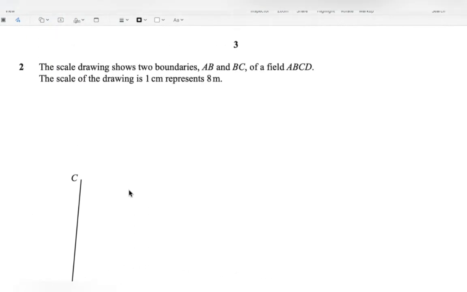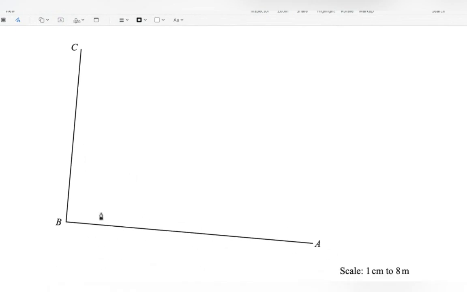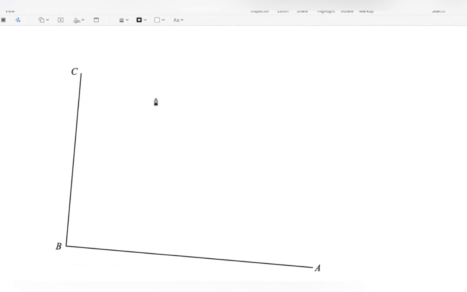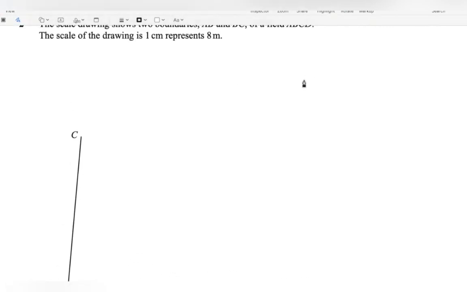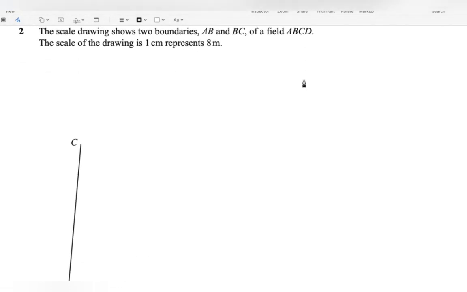The scale drawing shows two boundaries, AB and BC. So we have line AB here, and we have line BC here. AB and BC are part of a field ABCD. So there is a D part of it, which they want us to show by construction. The scale of the drawing is 1 centimeter represents 8 meters. 1 centimeter on paper represents 8 meters in real life.